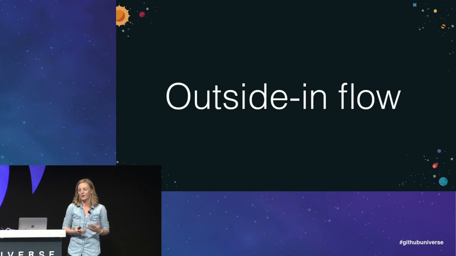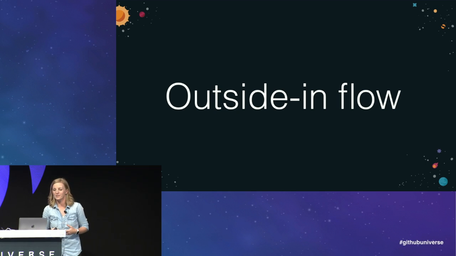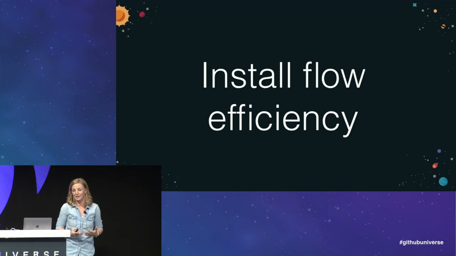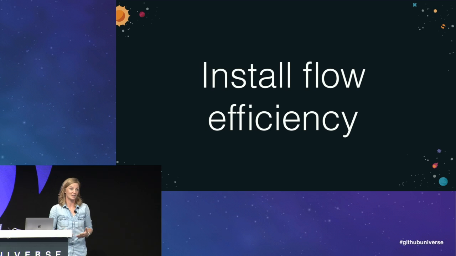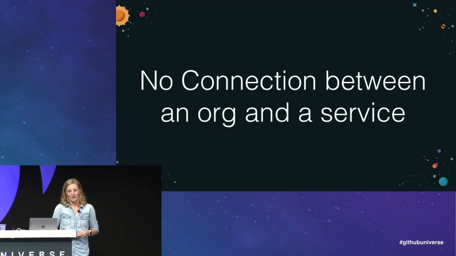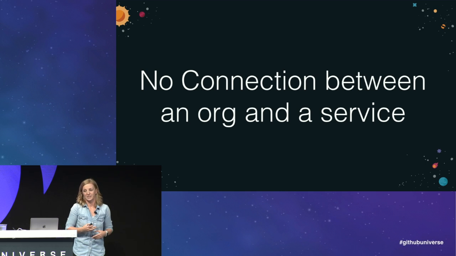The flow for a user to set up a new service meant they had to initiate that process on the integrator's site. The install flow, as you just saw, was really inefficient. The API flows for figuring out what a user had access to could get very chatty. And because an OAuth app is authorized by and uses a specific user's credentials, there's no direct connection between an organization and a service.